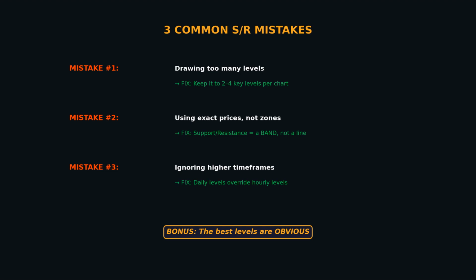And here's a bonus tip. The best support and resistance levels are the ones that are obvious. If you have to squint at the chart to see the level, if you have to convince yourself it's there, it's probably not a significant level. The levels that matter are the ones that jump off the screen. They're obvious, they're clean, and every trader looking at that chart can see them.